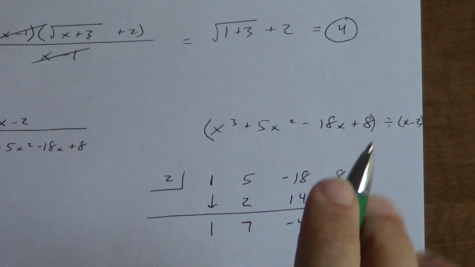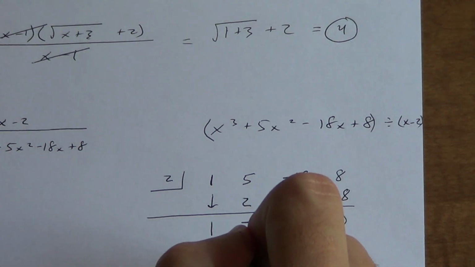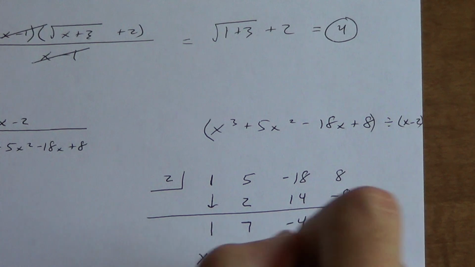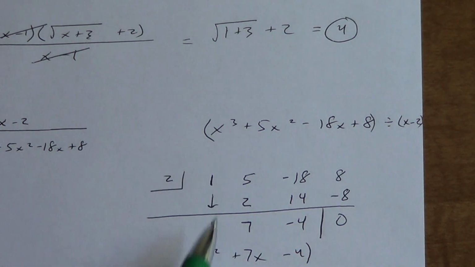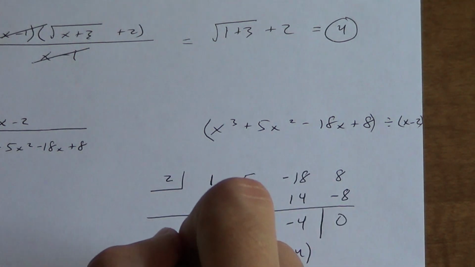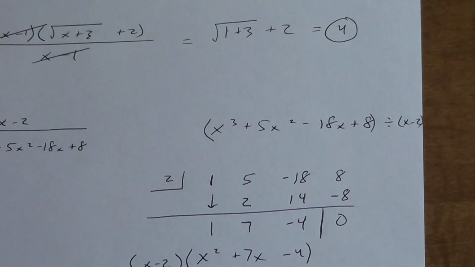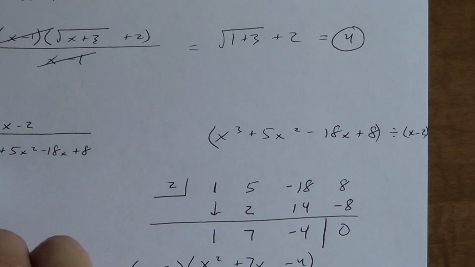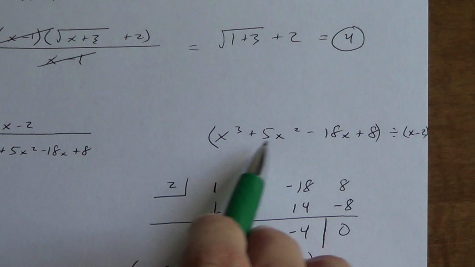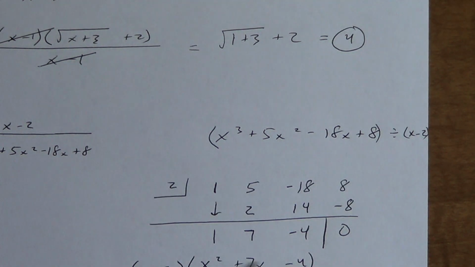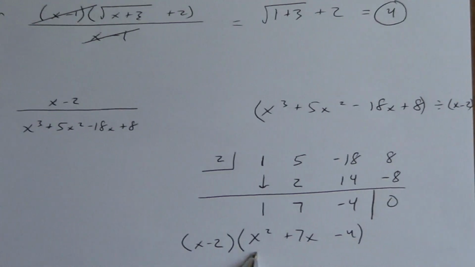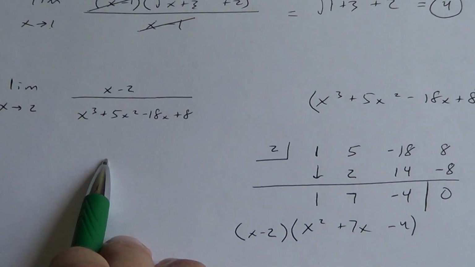This is my remainder, so there's nothing left. x squared plus 7x minus 4. And we always drop down from x cubed down to x squared. And I'm going to keep that x minus 2 out front. So what we've done is we've said, okay, since this can be divided by x minus 2 without a remainder, that means it can be factored to this right here. So I'm going to bring this back over here.